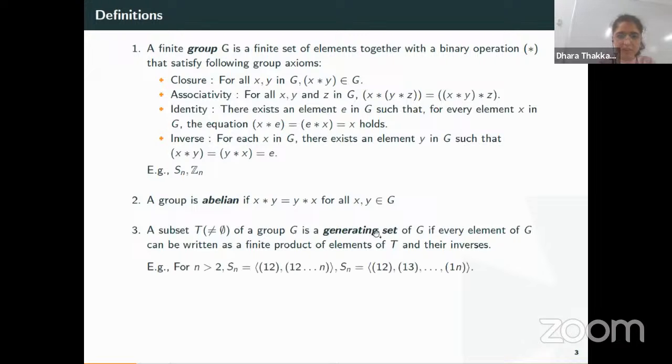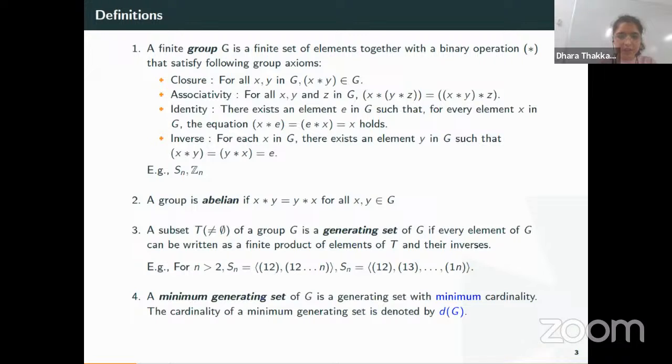For example, you might have seen that the group Sn has a generating set of size 2, which is this transposition and n-length cycle. And it also admits another generating set, which is these n-1 transpositions. So it has size n-1. So a group might have different generating sets and their sizes might also be different.